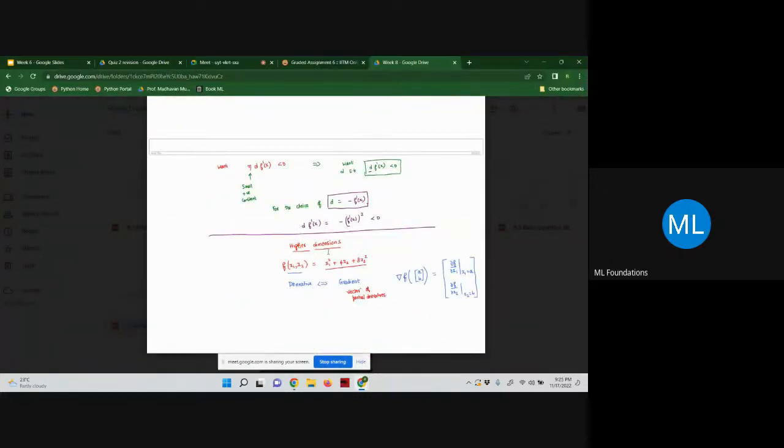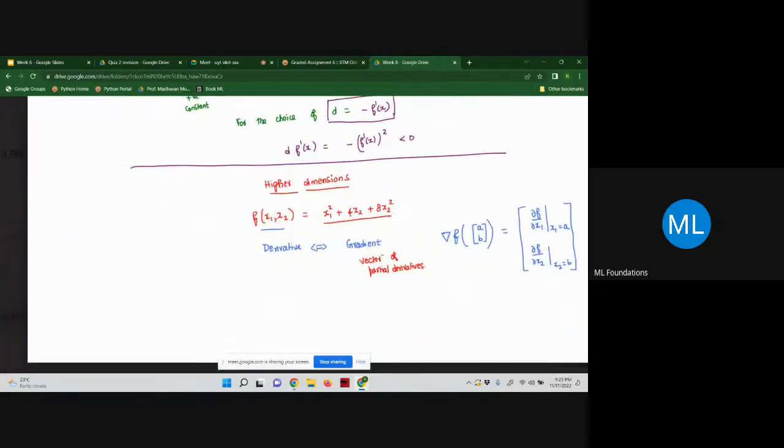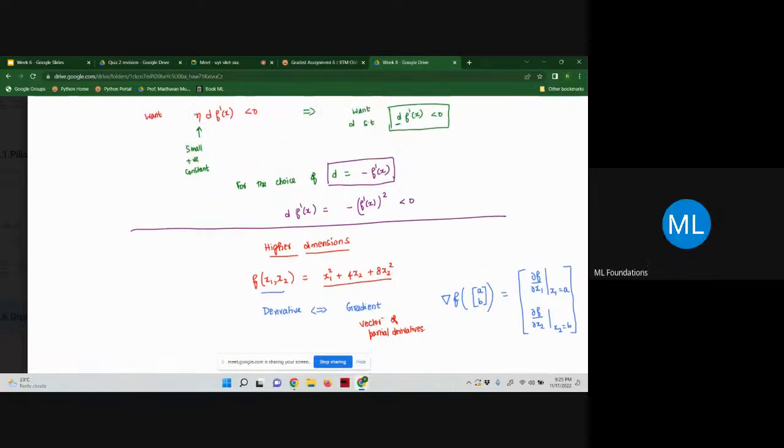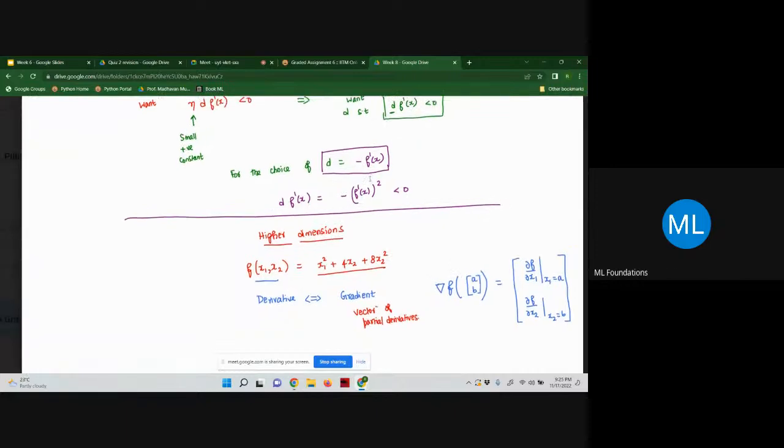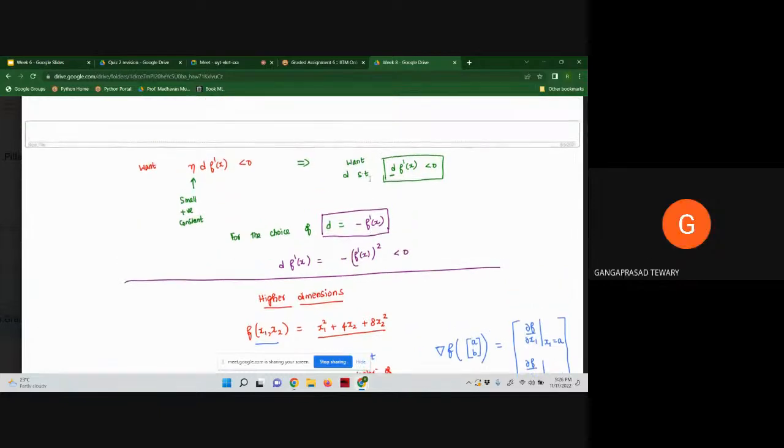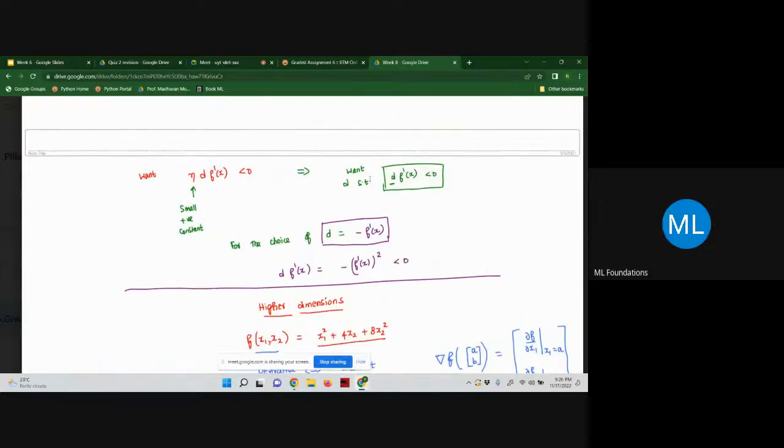Okay, and then for the higher dimensions, where you don't have a single parameter but a vector. Sir, just a doubt, sir. So d, we are saying, is the first derivative, right? D is basically the negative of the first derivative, right? This is obviously the first derivative. But actually, what we call eta is the step size, correct? So what do we call d? Negative of gradient, right? Yeah, negative of gradient.